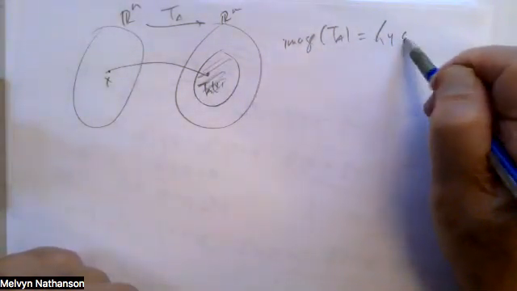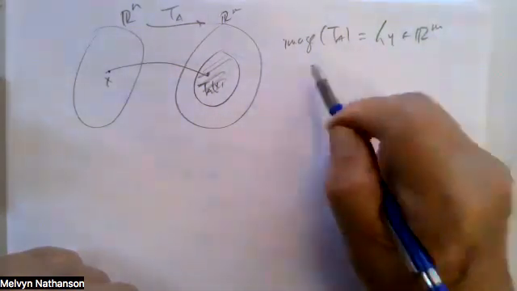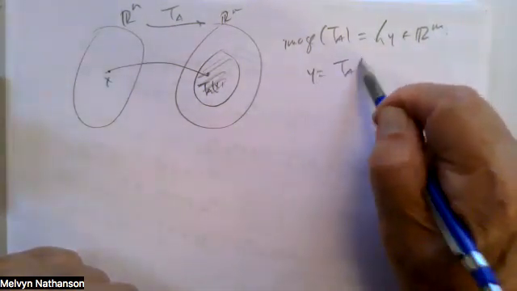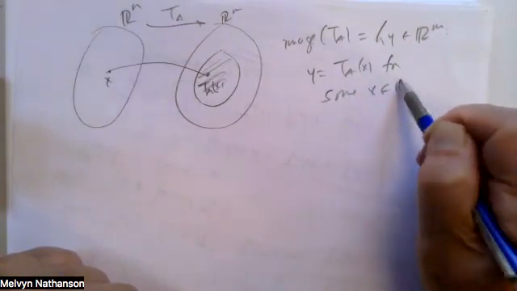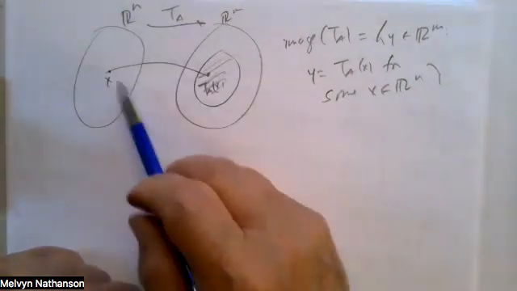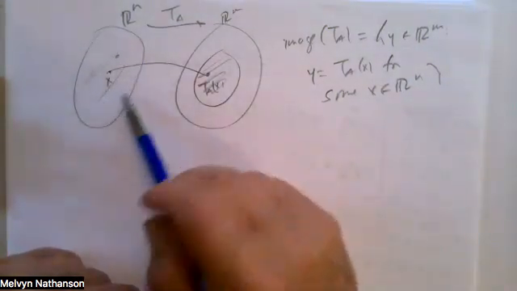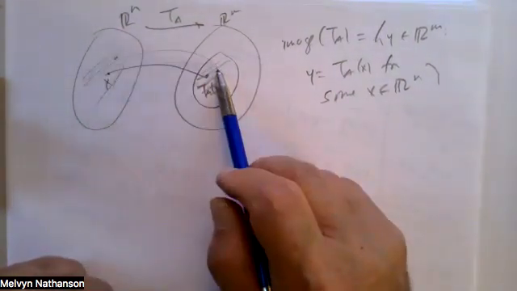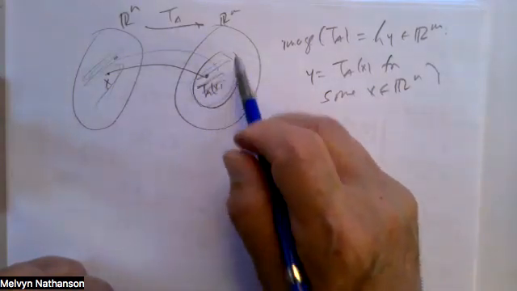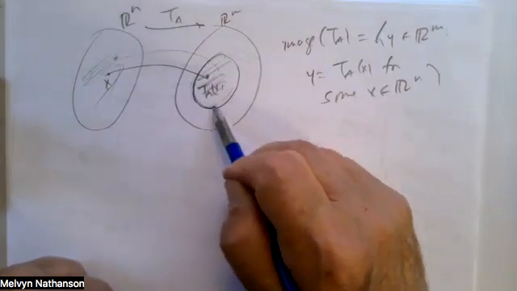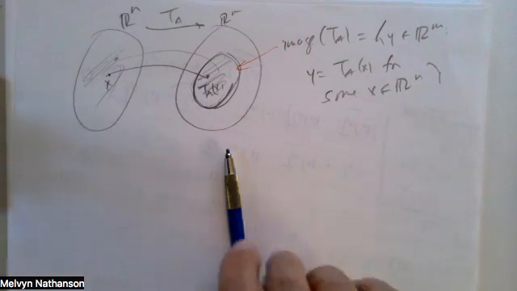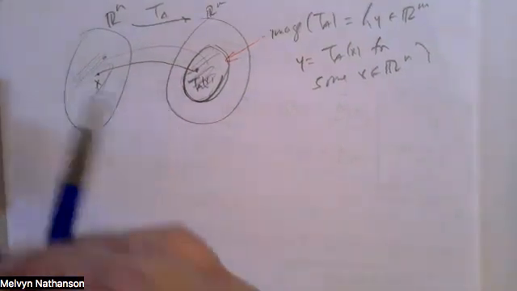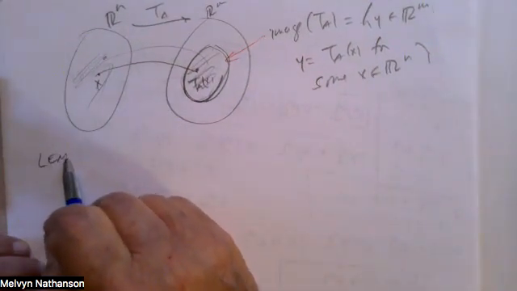It's all the vectors y in Rm such that y equals T sub A of x for some x in Rn. So you take everything in here and you look at their images, and it's not necessarily all of Rm, it's some subspace. That subspace is called the image. Well, actually, I'm calling it a subspace, but I need to prove that it is. So again, this is a kind of a lemma, if you like.